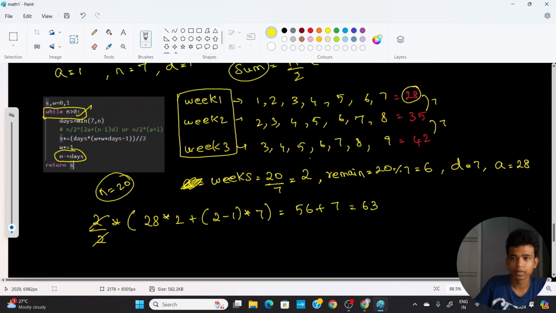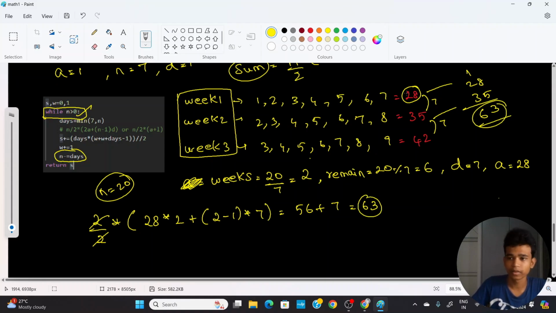right? 63. Now see here, take these two values, 28, 35. Add these two, 63. Can you observe this? How I got it, right?